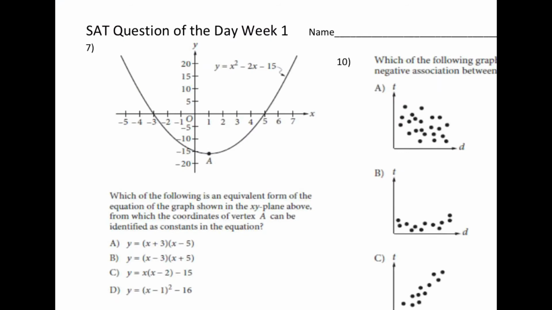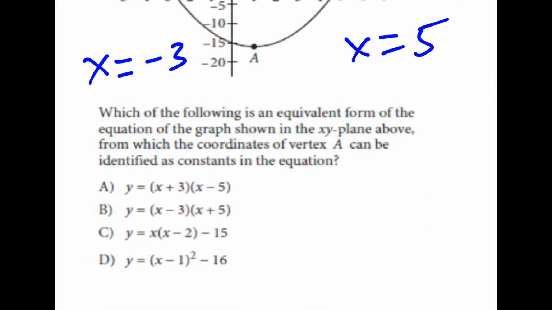This graph of the quadratic x squared minus 2x minus 15 has two solutions. The solutions are where the graph crosses the x-axis, or the zeros. So our solutions here are x equals -3 and x equals 5. When we factor this quadratic, we get answers that look like these.